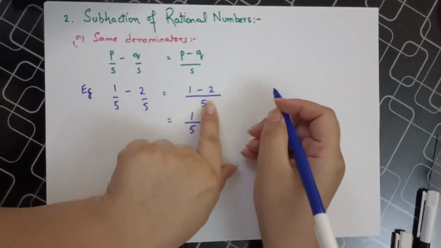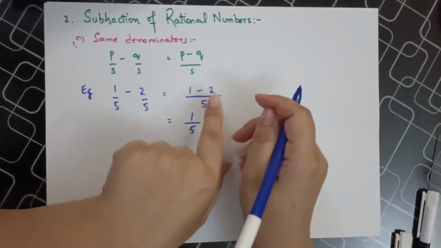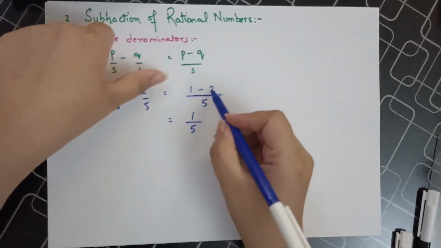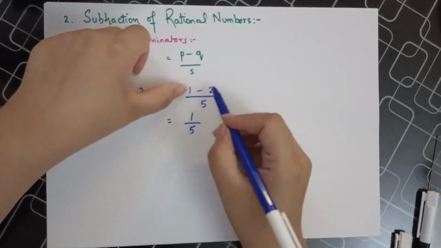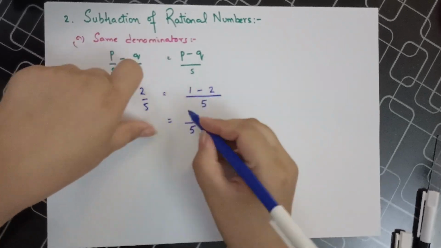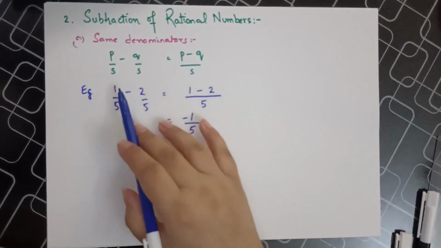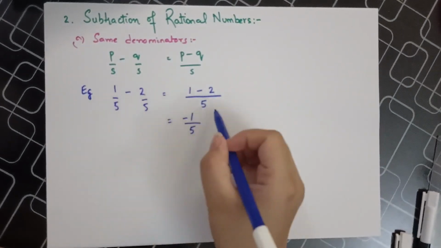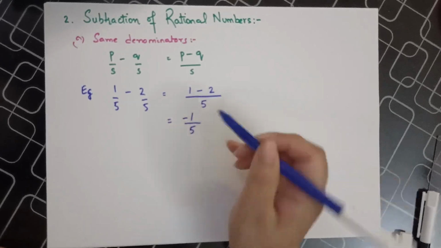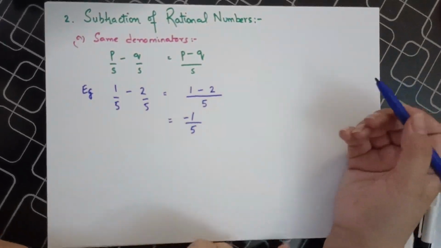Now, the sign will always be put with the answer of the bigger number. We always put the sign of the bigger number with the answer. The bigger number amongst these two is 2, and the sign lying with 2 is minus. So we put minus 1. So 1 upon 5 minus 2 upon 5 gives the answer minus 1 upon 5. Now, let's discuss another example.